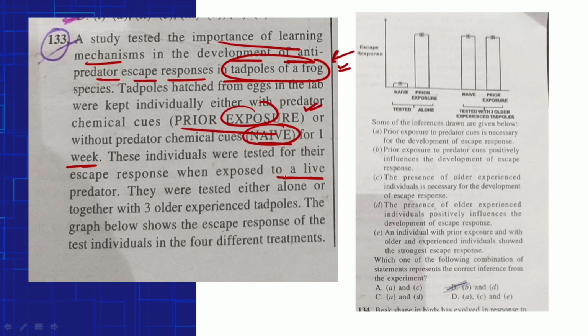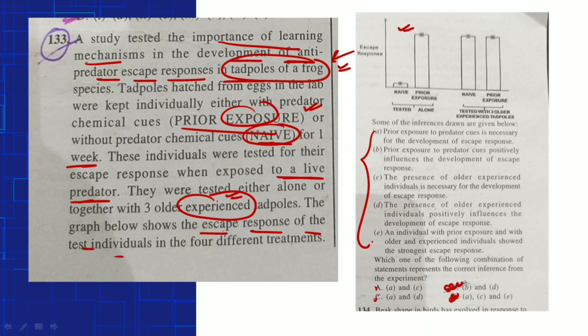Now the actual testing is done with the live predator. They were tested either alone or together with 3 older experienced tadpoles. That is, the first testing was done alone and the second was done with the 3 older experienced. Remember this word, experienced tadpole. The graph below shows the escape response of the test individuals. So this particular graph shows the result of the response, and there were 5 inferences given and we have to find out which of the following is correct.